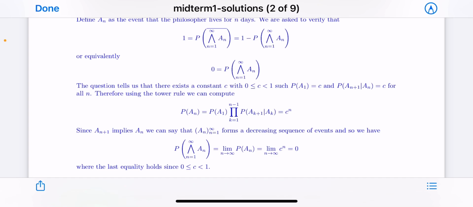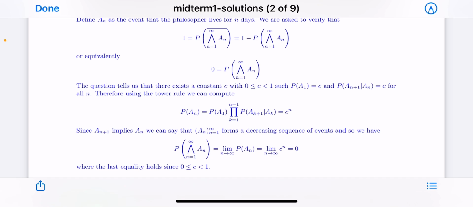All right, so now let's try to work continuity of probability into this problem, because we know we're going to need it because we need to take an infinity from inside the probability symbol to outside of the probability symbol. And what we can say is, if the philosopher lives for n plus 1 days, then that automatically implies they lived for n days. So the next event in this sequence implies the previous one.